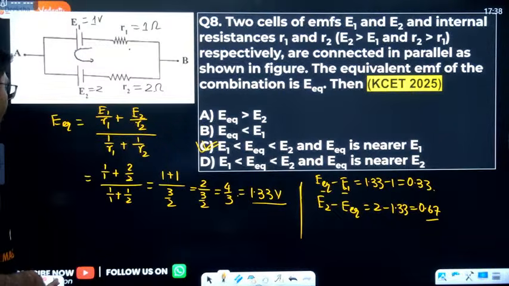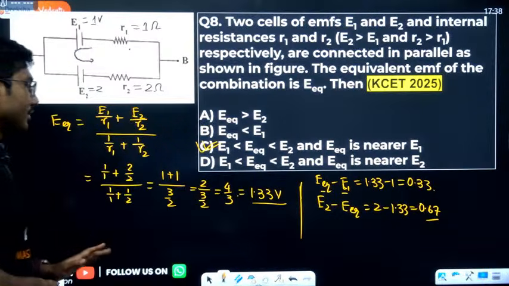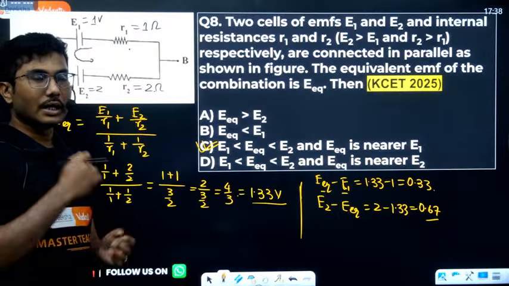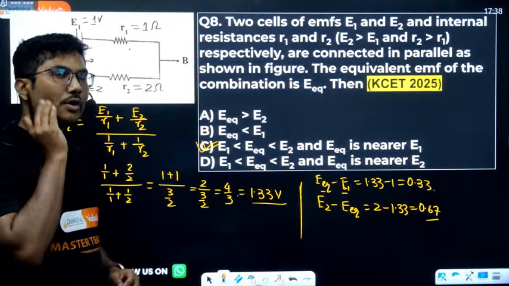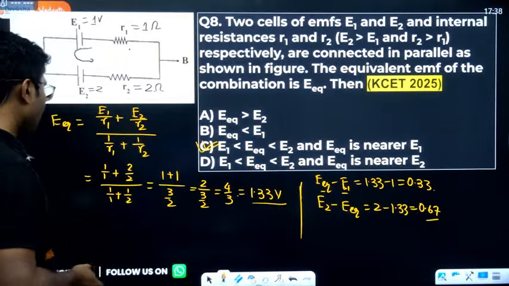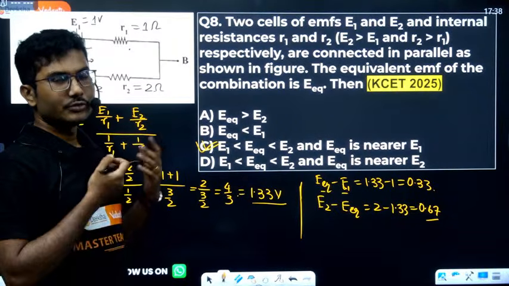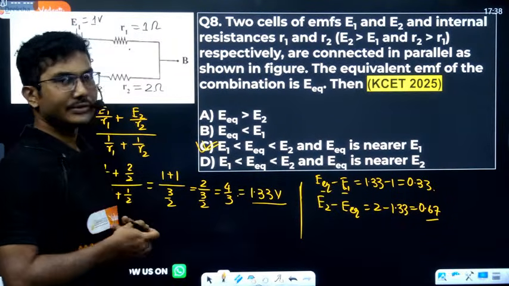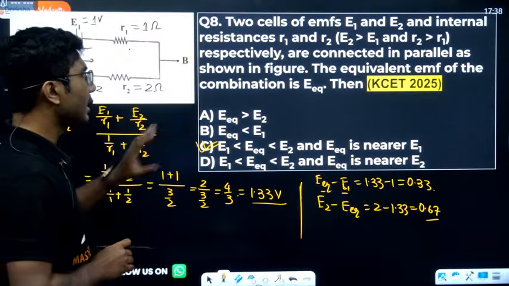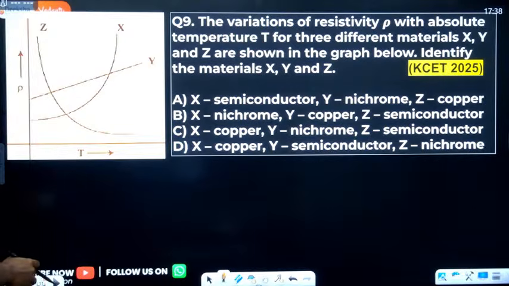Let's move on with the next question. This is a very interesting question. If you don't know the trick, you will either guess the answer, or you have to scratch your head in the exam, or you will just write the equation and then try to figure it out. So better than that, always use some assumed values to solve this kind of tricky question.